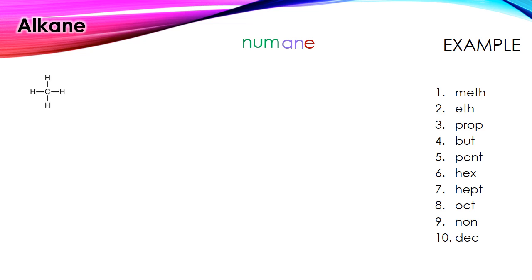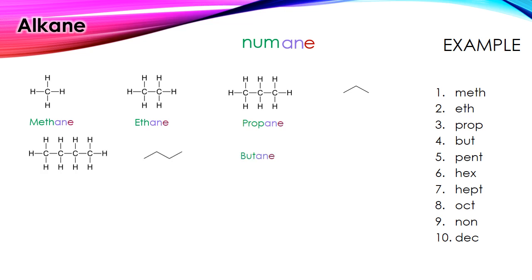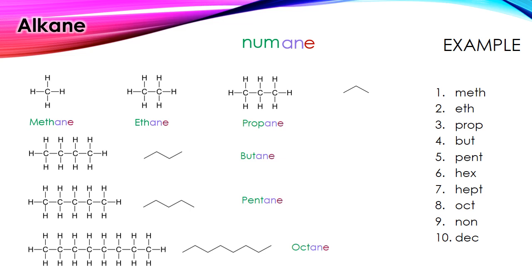For example, this is the simplest alkane. We call it methane: meth for the number of carbon, ane for alkane, e because there's no other functional group. And here ethane, this is propane, this contains 4 carbon, therefore butane. This contains 5 carbon, therefore we add pentane. Here 8 carbon, octane. Therefore you can name different kinds of alkanes according to the number of carbon attached there.